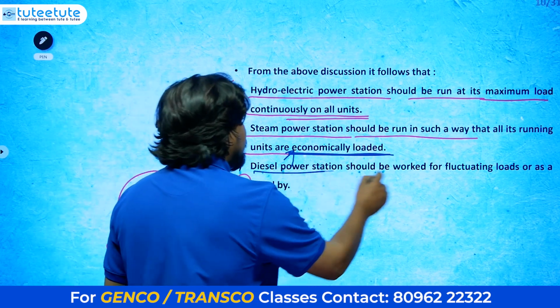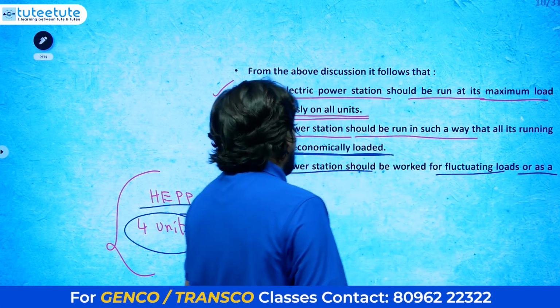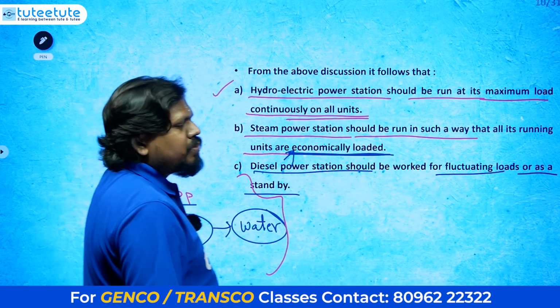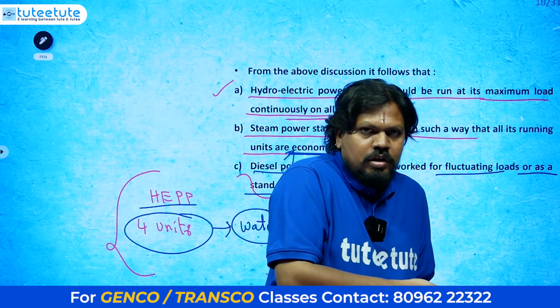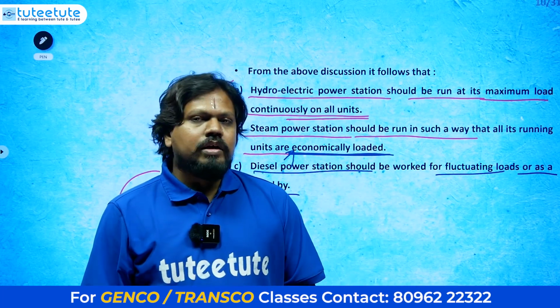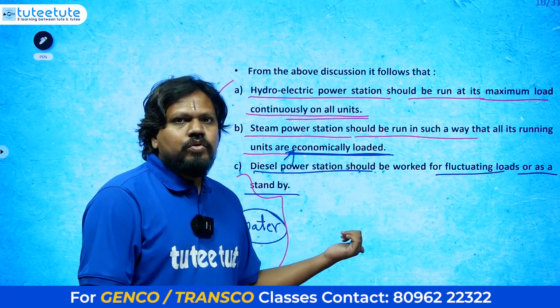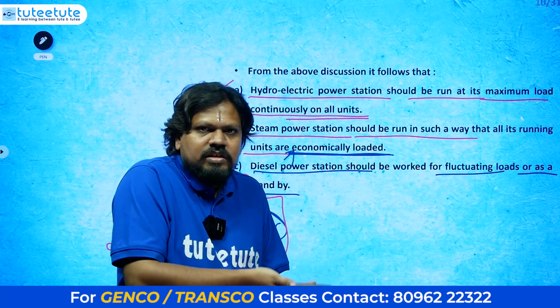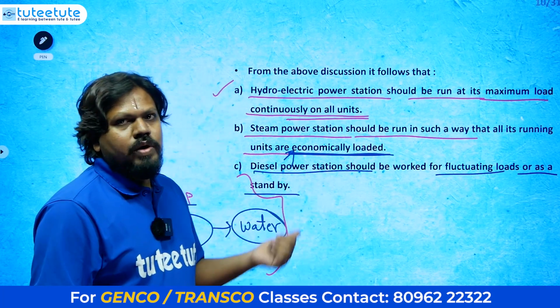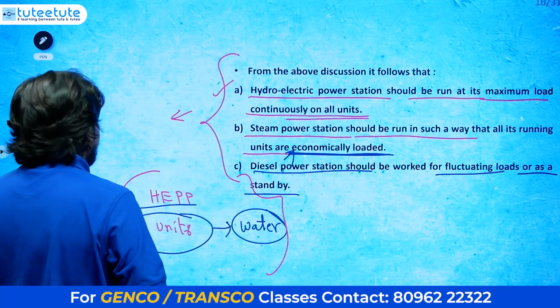Next, a diesel power station should be worked for fluctuating loads or as a standby unit. That means whenever loads change, this diesel power plant can automatically turn on and turn off easily. So it has to work as a standby unit whenever small changes are there. The combination of these three will give you a perfect generating system.